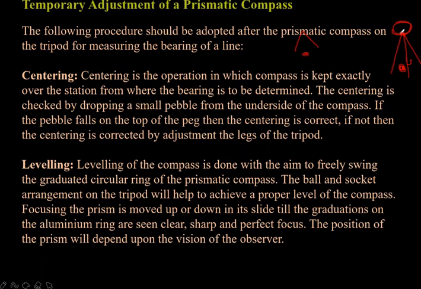Below the compass, we have to take a stone, and here we have the instrument and a peg. By dropping a small stone from the connection arrangement, from that point we leave the stone and it will fall down exactly on the peg or the station where the bearing is to be determined. If it falls on the peg or the station, the centering is good. Okay, the centering is correct.